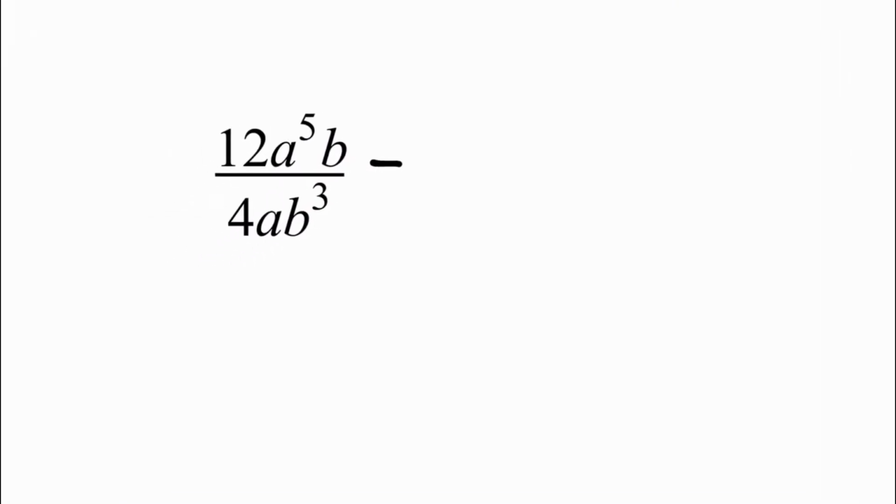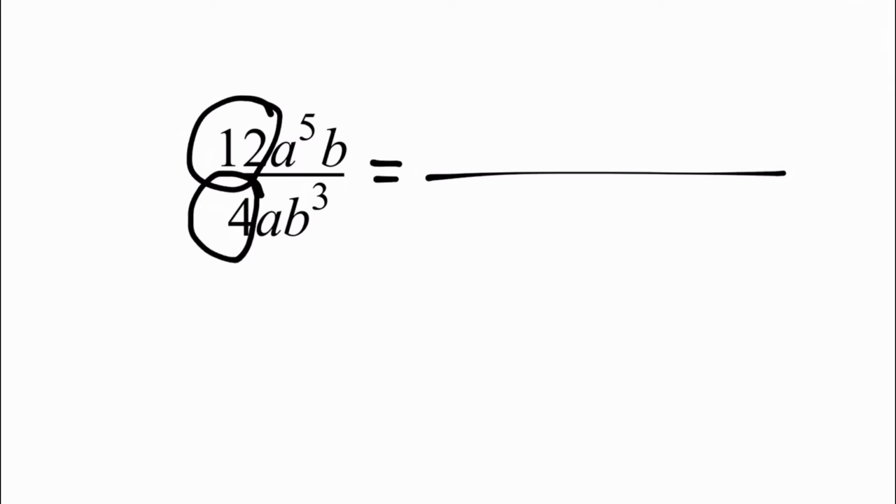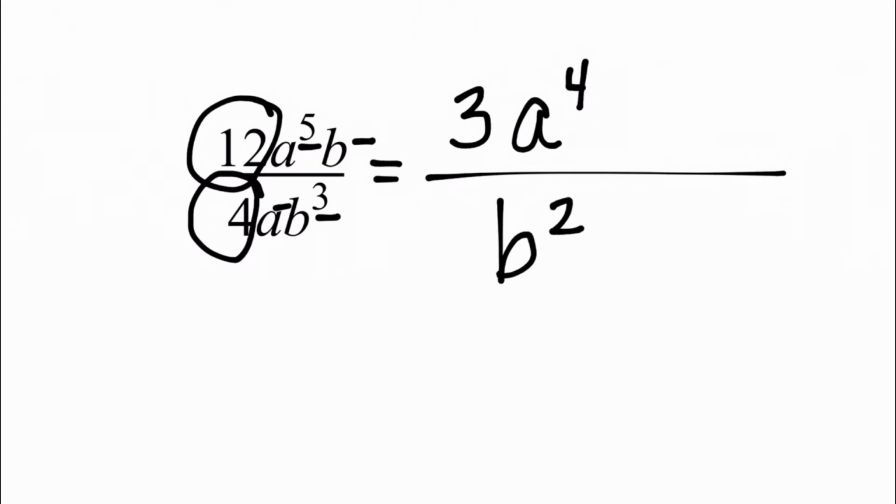Okay, so let's work this one out together. Here we have 12 divided by 4. With numbers, we divide them regular. 12 divided by 4 is 3, so that one goes on top. 5 minus 1 is 4, positive 4, so it goes on the top. And then we have 1 minus 3, which is negative 2, so it goes on the bottom. So 3a to the 4th over b squared.